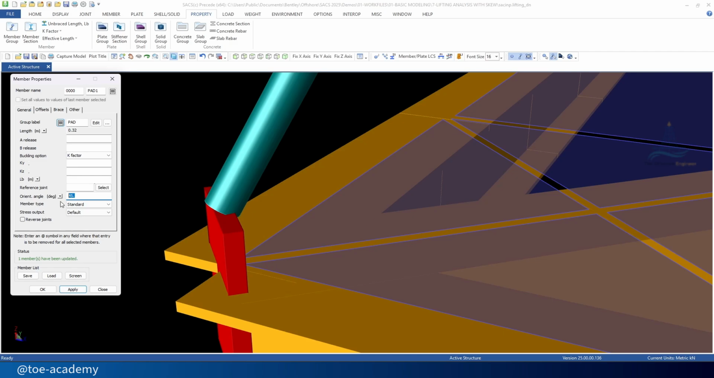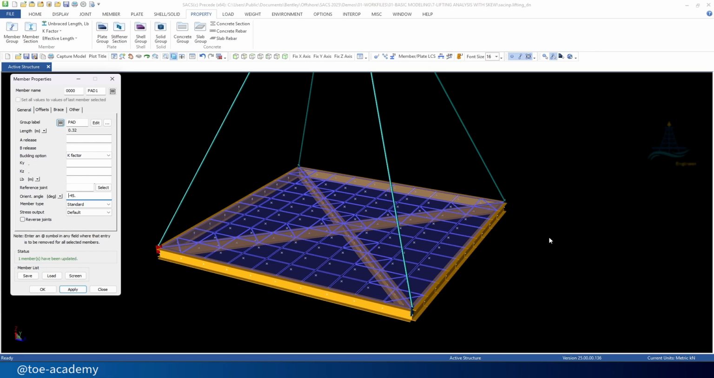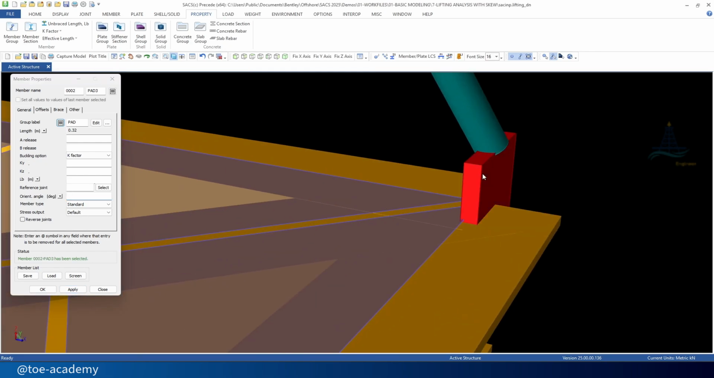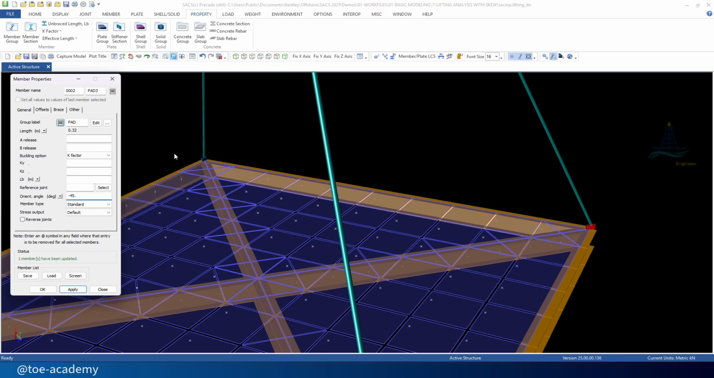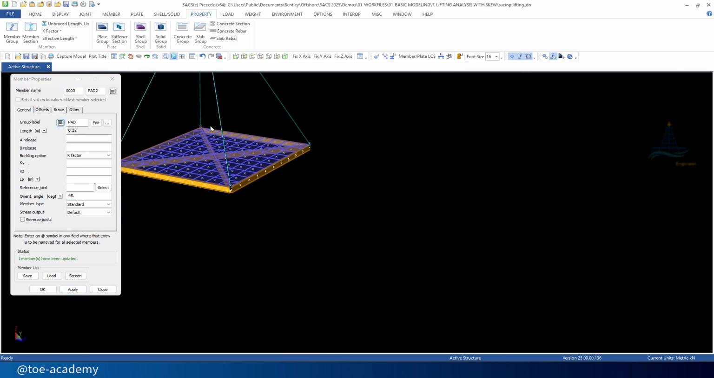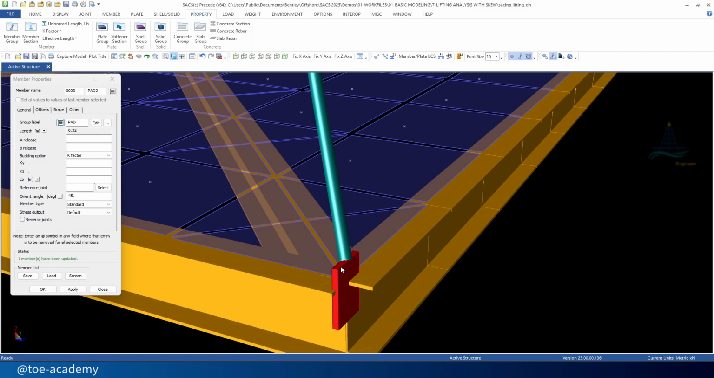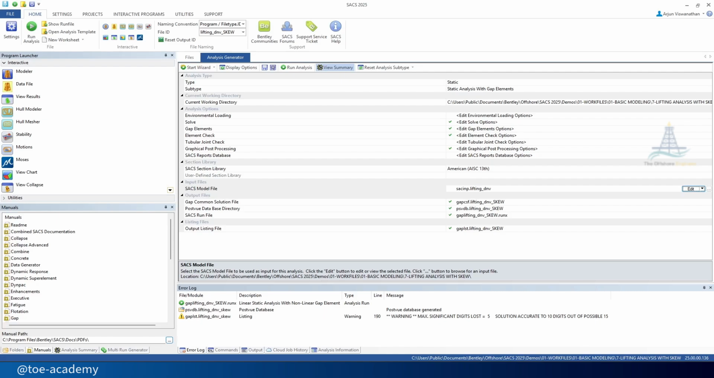Okay, it should be minus 45 over here. Minus 45. So this one should be minus 45, and this one should be 45 and the other should be 45. Okay, now I can rerun my analysis and see how this one is coming.